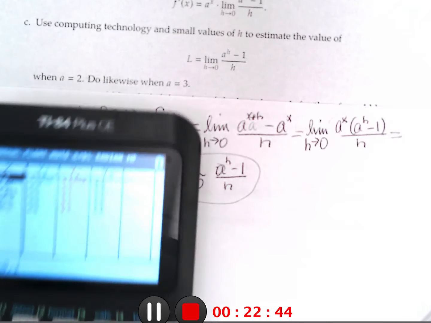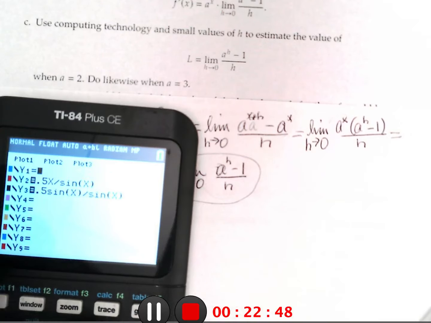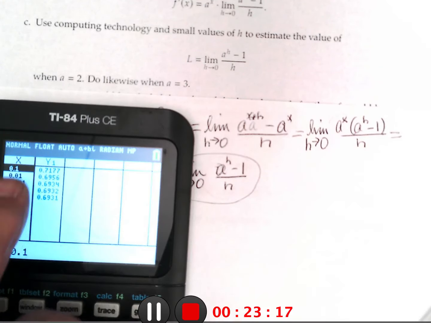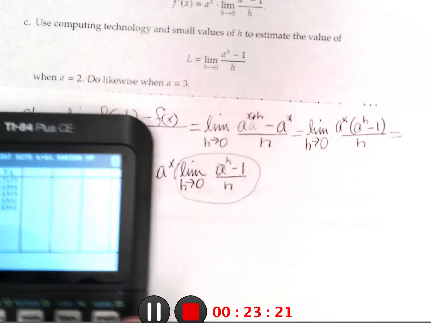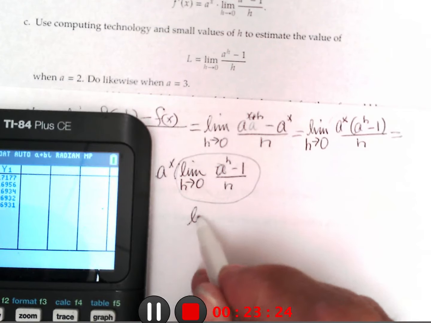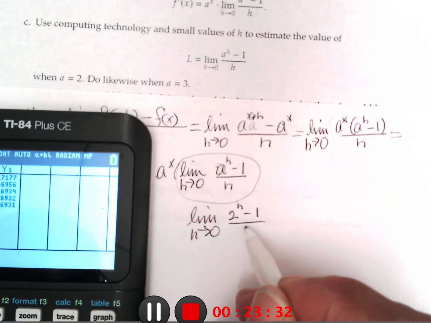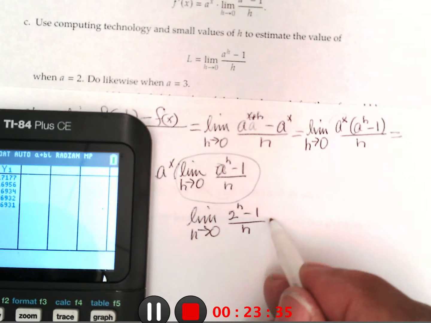and type in 2 to the x, minus 1. Oh, and that's my numerator, so I got to go back here and insert a parenthesis, close it with a parenthesis, divided by x, and then go to the table, and we're going to go close to 1, and we're getting, when a is 2, the limit as h approaches 0 of 2 to the h minus 1 over h to come out to be approximately 0.6931.